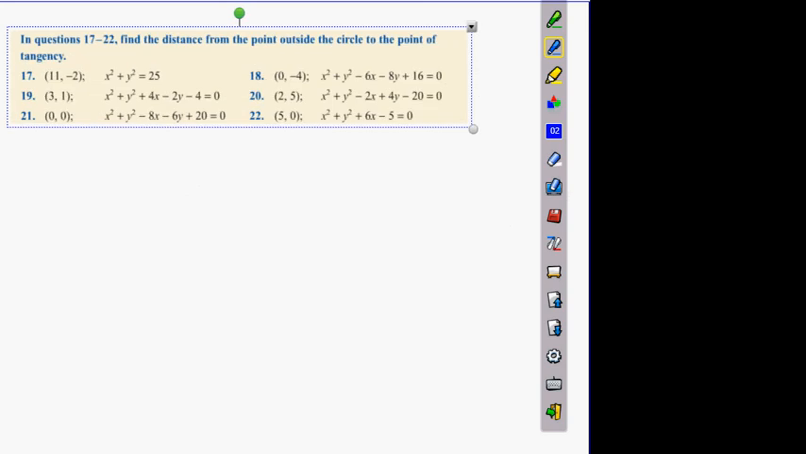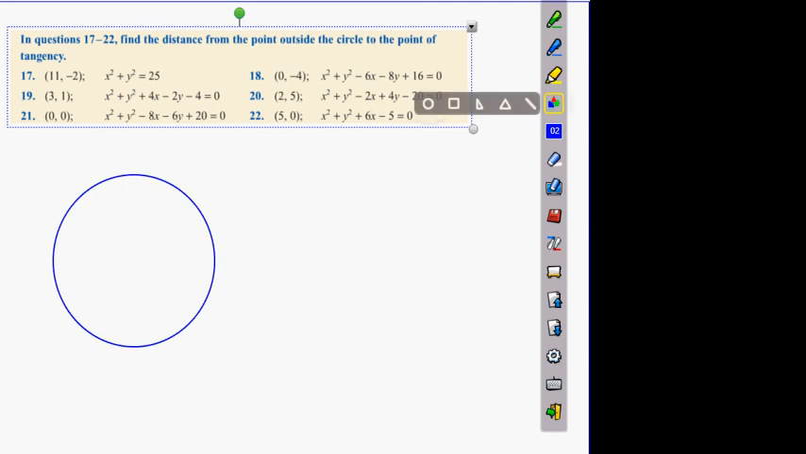These are the generics. Find the distance from the point outside the circle to the point of tangency. So in all of these questions, we're going to have a circle, and in this circle we're going to have a random point on the outside, a point like this one out here, and you have your centre of your circle. And remember, what's the deal with tangents? They only hit once, like so.